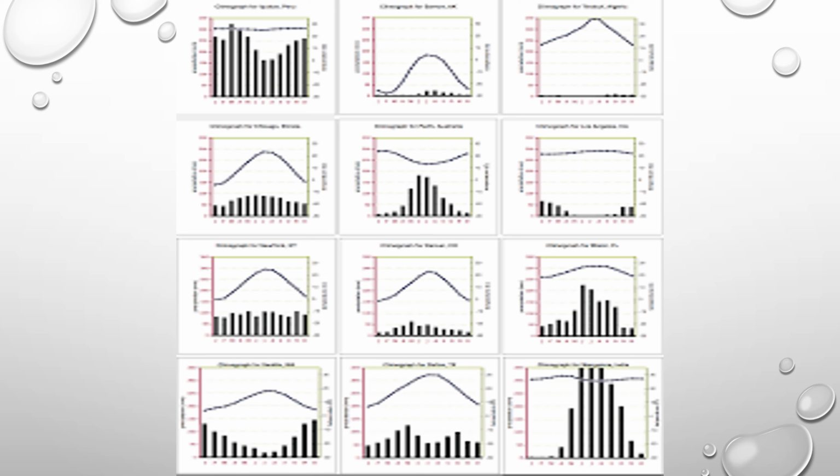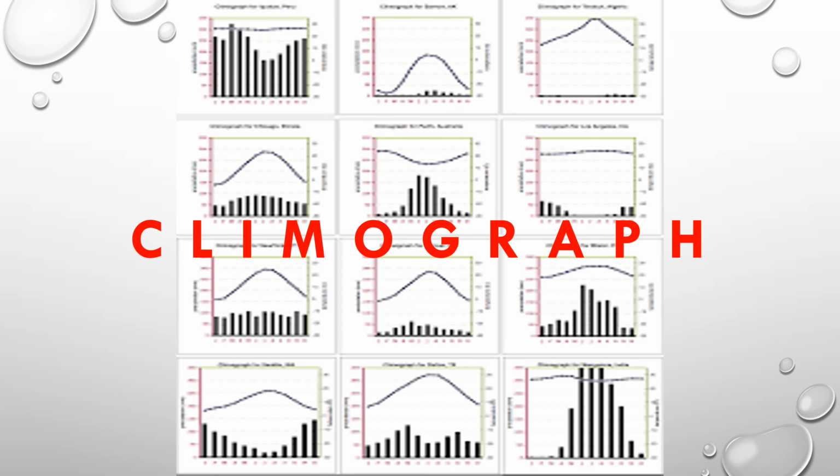Here we have what we call a climograph. Each of these graphs that we see here is what we call a climograph, and it basically tells us what the temperature is like in a particular area. On a climograph, the line represents temperature, while the bars represent rainfall. It's basically the combination of two different types of graphs, a line graph and a bar graph. Once combined, you get what is called a climograph.